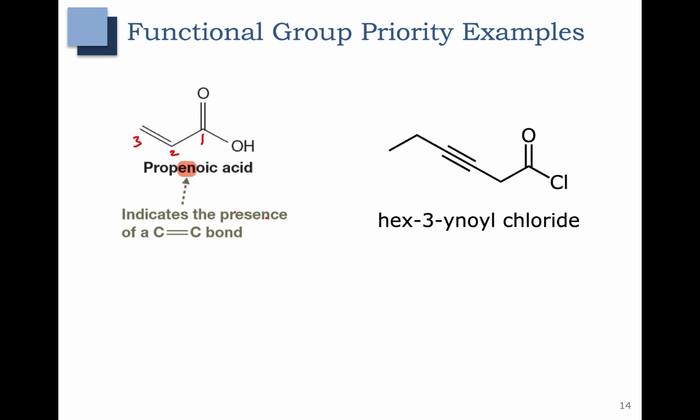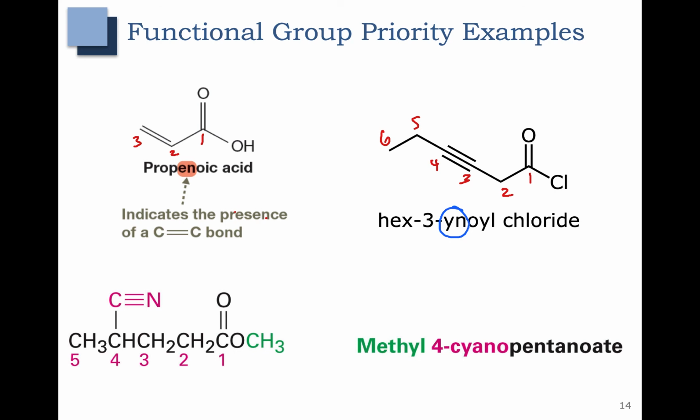Here's an acid chloride. The acid chloride is 1. And at 3, we have a triple bond indicated by the -yne.